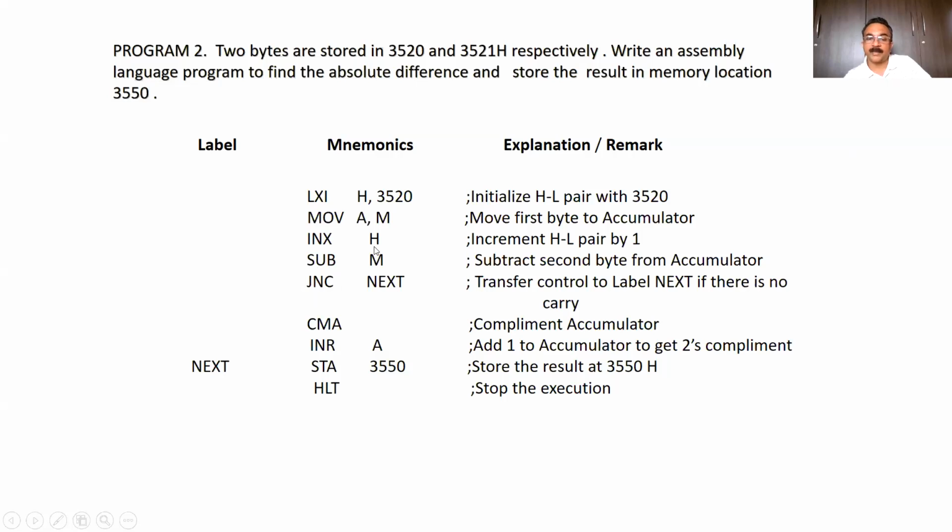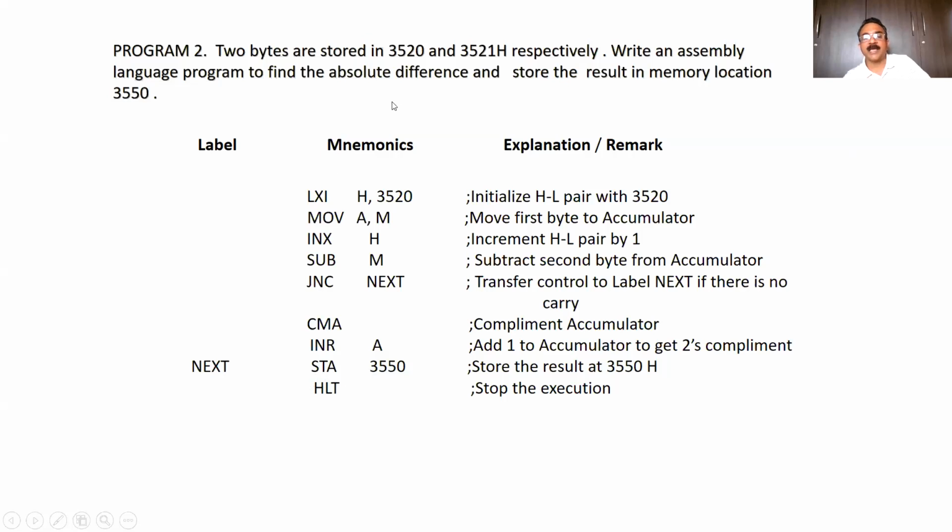So if you are subtracting the bigger number from the smaller number, then there is a carry generated. But if you subtract the smaller number from the bigger number, then there is no carry. So suppose we subtract 3 from 5, which means 5 minus 3, your answer is plus 2 and no carry will get generated. So if there is no carry, it will go directly to the label next. What is that label? Next label, it will go directly to the STA instruction because you got the answer.